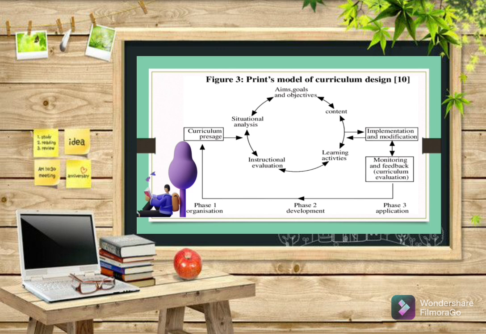So Print's model is also prescriptive and rational. The model starts with identifying the aims, goals, and objectives of the curriculum. It also embraces the principles of cyclical and dynamic models in its procedures. So curriculum workers can examine their action as they go through the process of curriculum development. Print's idea of curriculum presage recognizes the important role and influence of various curriculum workers involved in different curriculum activities. The inclusion of instructional evaluation in the development process makes this model unique.